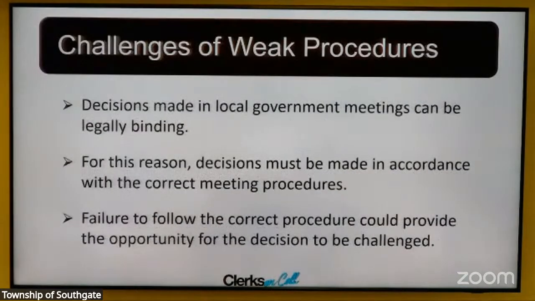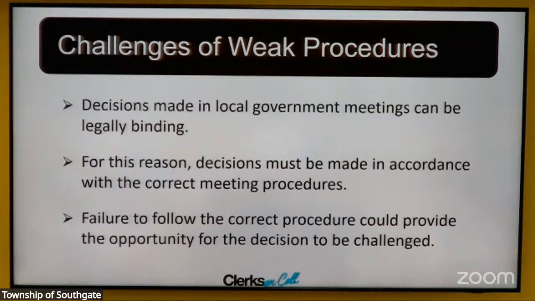And what happens if your rules of procedure are weak? We live in an era of high flux and change. There's volatility, uncertainty, complexity, and often ambiguity. And this poses new and unique challenges in every council meeting, as decisions that are made can be legally binding.